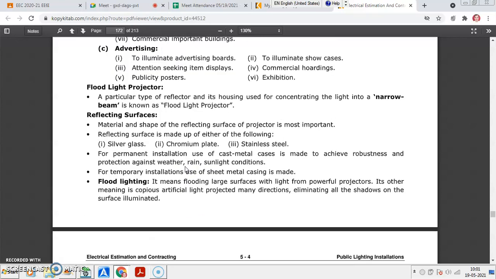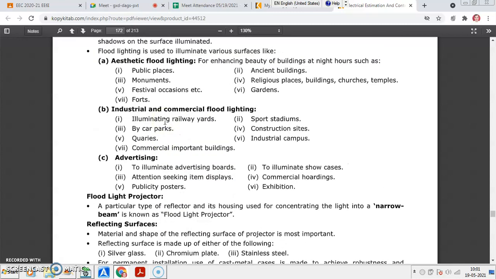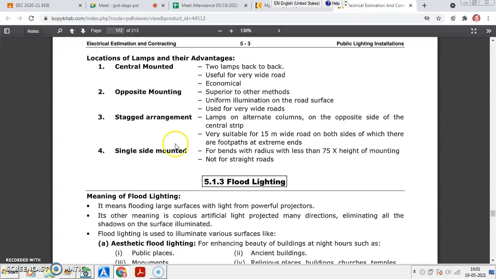Okay, so this is also outdoor type of lighting. You might have seen there are various, especially commercial, outdoor lighting installations. Okay, so any doubt regarding this?